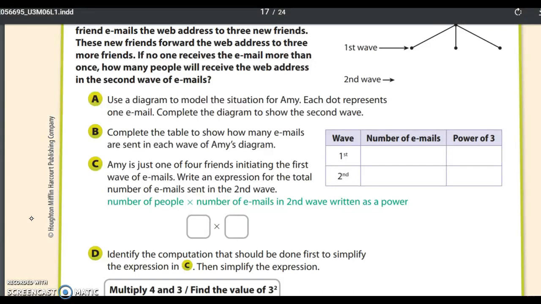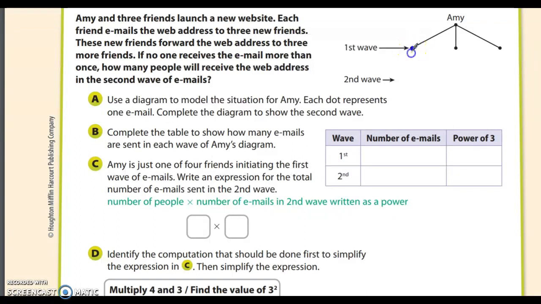Well, this is a person right here, and what does this person do? This person sends 3 emails. 1, 2, 3, and at the end is a person. And this is the first person that Amy emailed, this is the second person she emailed. And this person sends 1, 2, 3 emails. And this is the third person that Amy emailed, and she sends 1, 2, 3 emails.